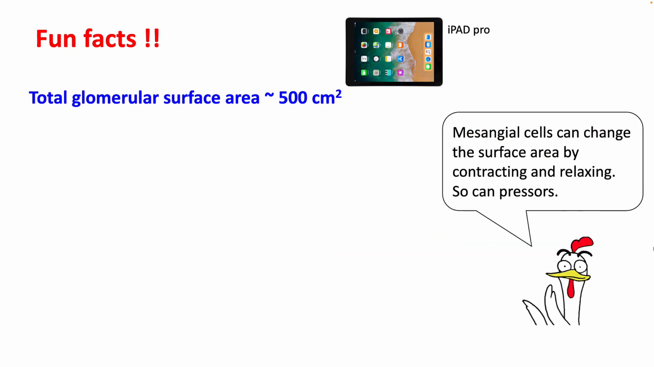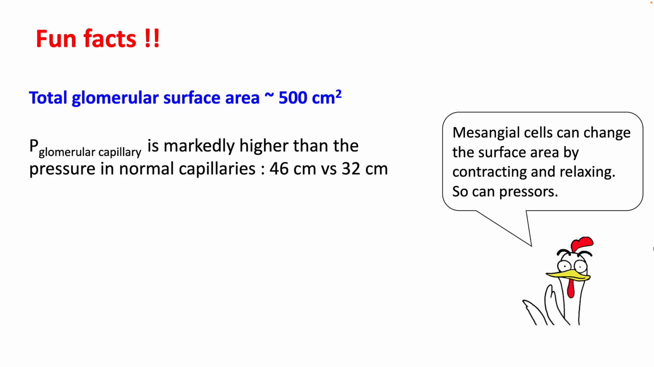Total glomerular surface area is around 500 centimeters square, which is equal to size of an iPad Pro. The mesangial cells are interesting as they can change the surface area by contracting and relaxing, and so can the pressors. Another interesting fact is your glomerular capillary pressure is markedly higher than the pressure in the normal capillaries.